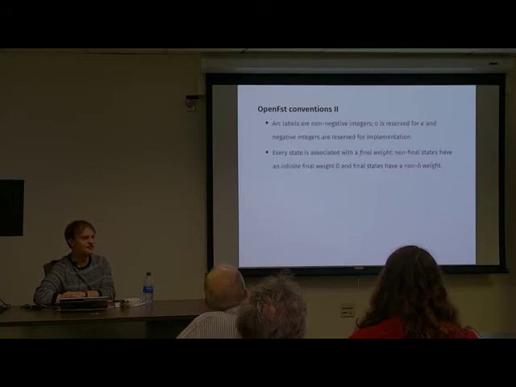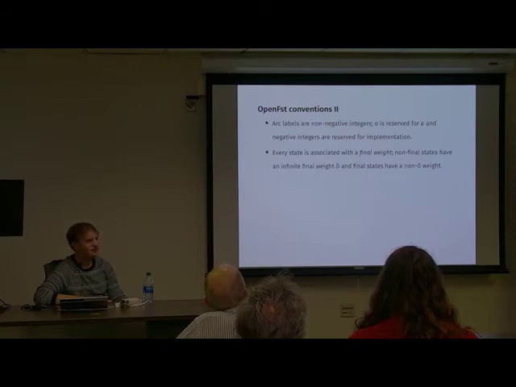We also have each one of these transitions labeled with an integer, which has to be non-negative. By convention, 0 is reserved for epsilon, so you can't use 0 yourself. It just means epsilon. It's a special transition label that doesn't match anything. And negative integers are reserved for implementation, so you can't safely use negative integers even if you want to. So just don't.